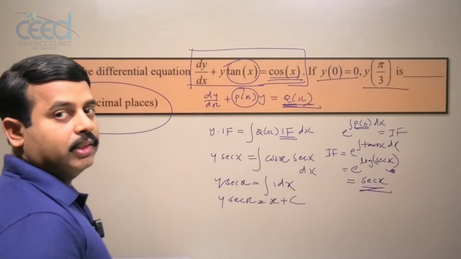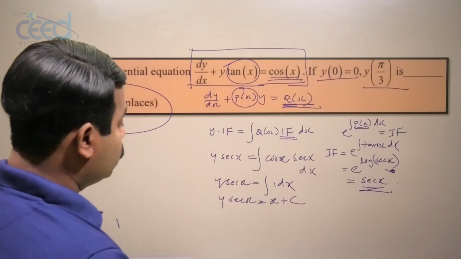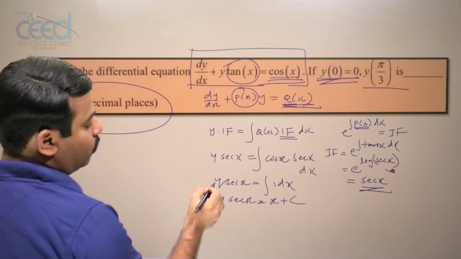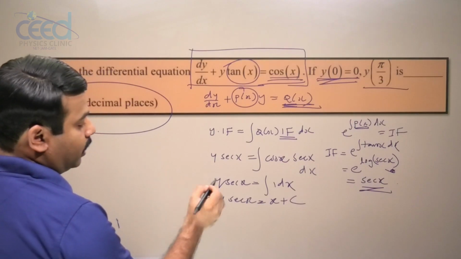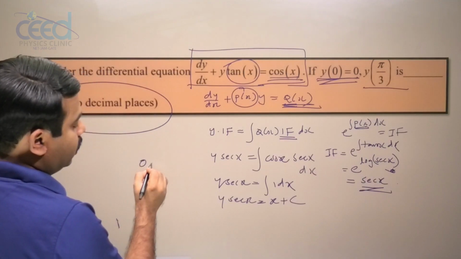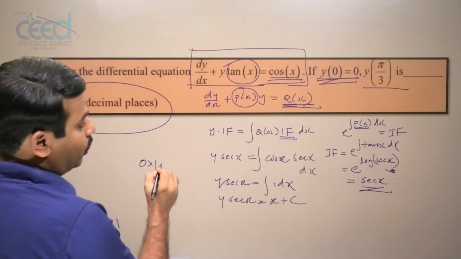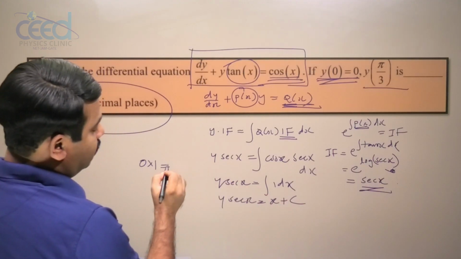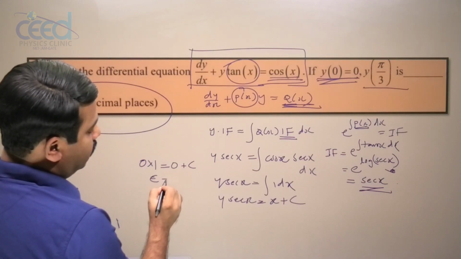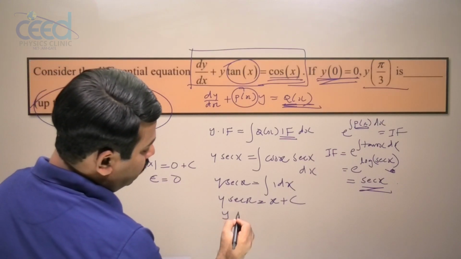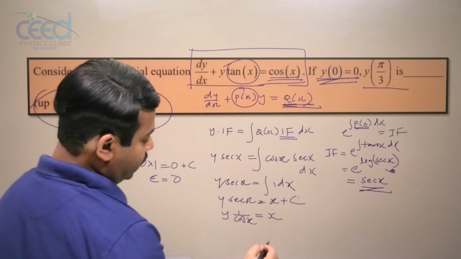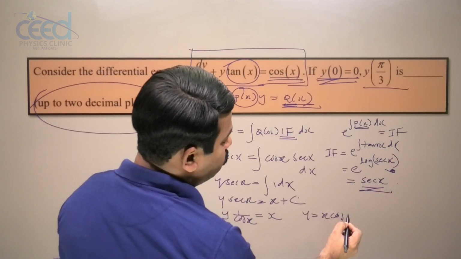Now our aim is solving for c. For that, they gave one condition, y of 0 is 0, right. Here cos 0 is 1 and sec 0 is also 1, so we put y equal to 0, then sec 0 that is 1, equal to x plus c, where x is 0. So 0 plus c, then c is 0. Then y by cos x is equal to x, so y is equal to x cos x.